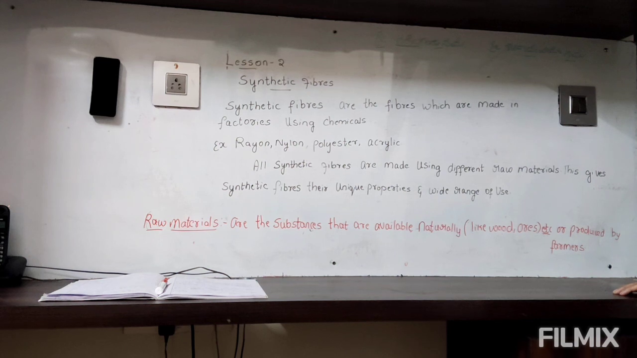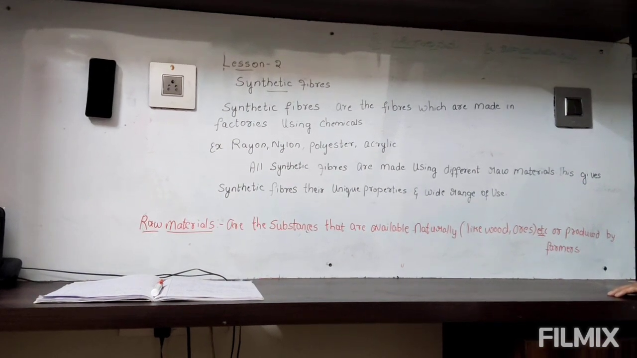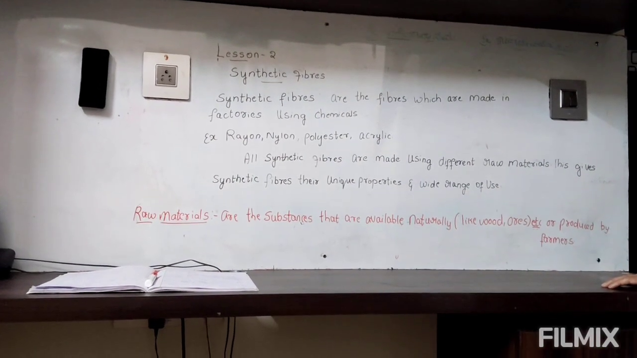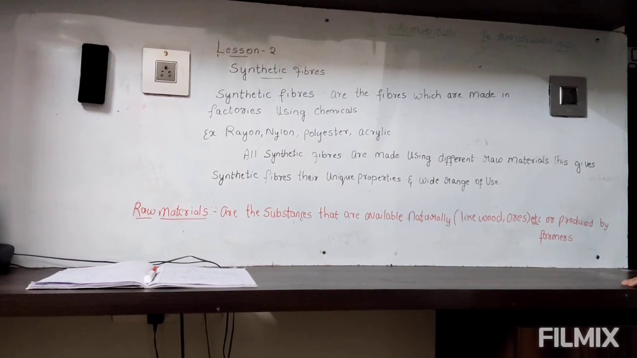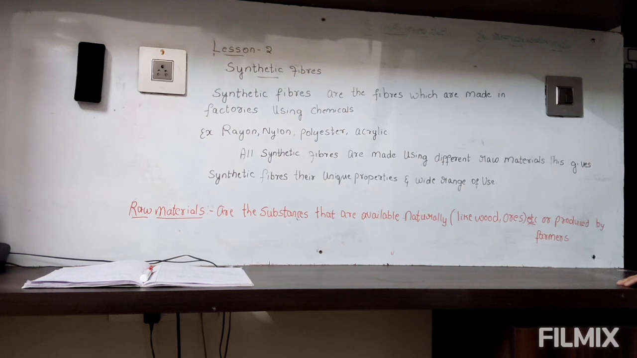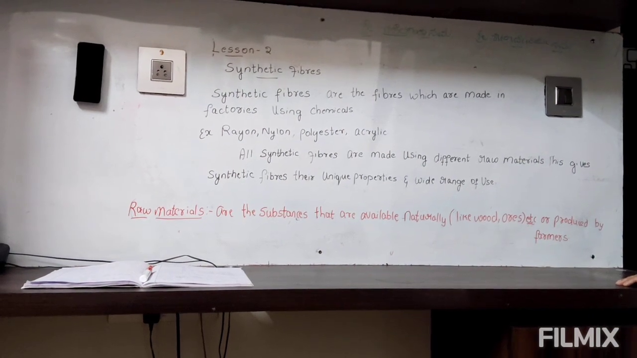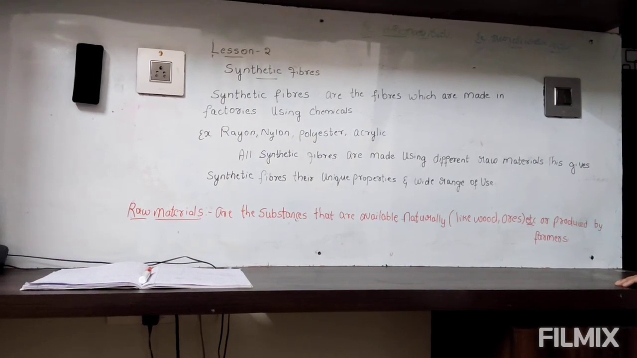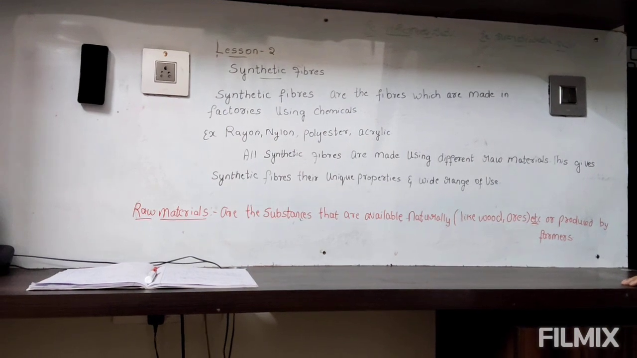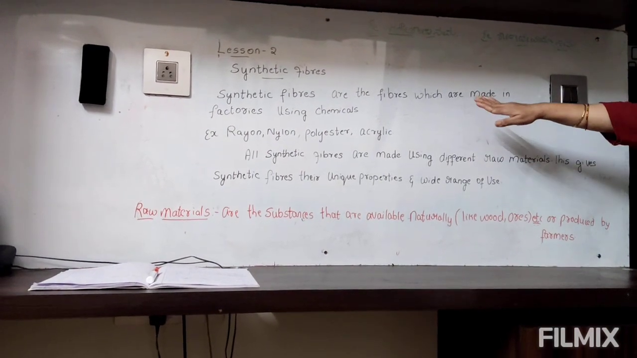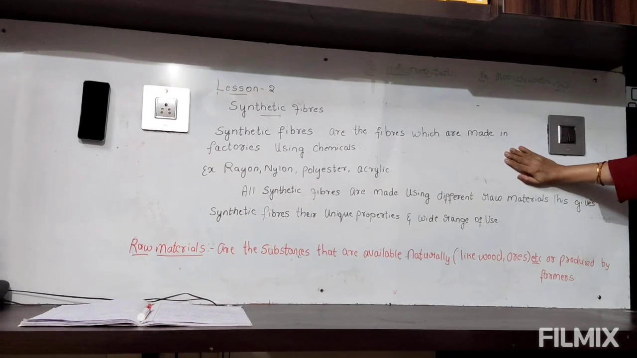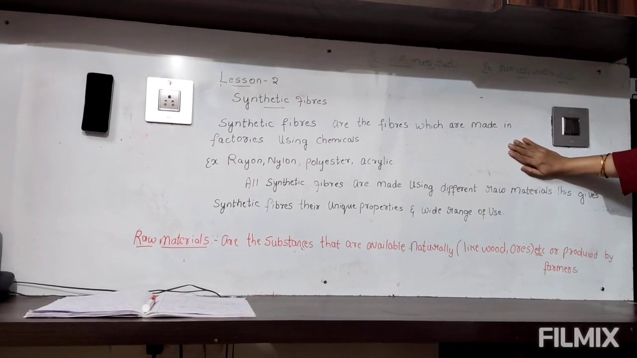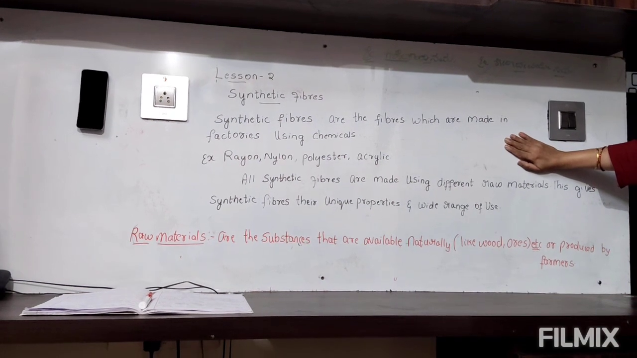Let us go to lesson 2, that is synthetic fibers. Okay, what are synthetic fibers? Synthetic fibers are the fibers which are made in factories using chemicals. So I repeat again, synthetic fibers are the fibers which are made in factories using chemicals.